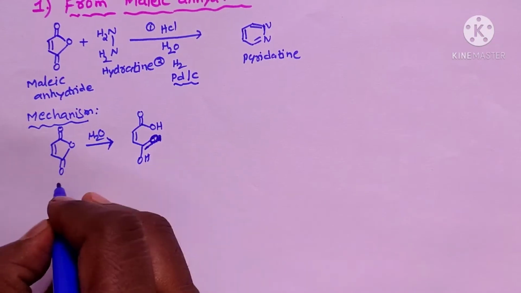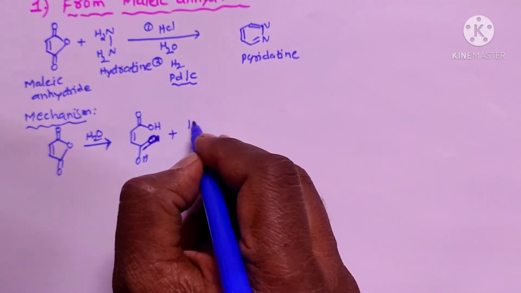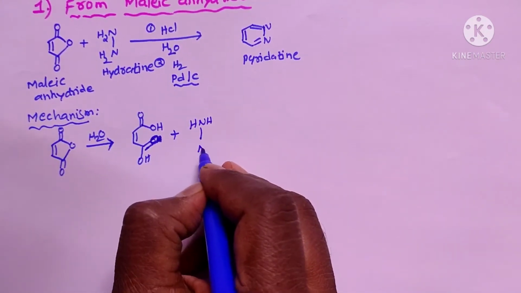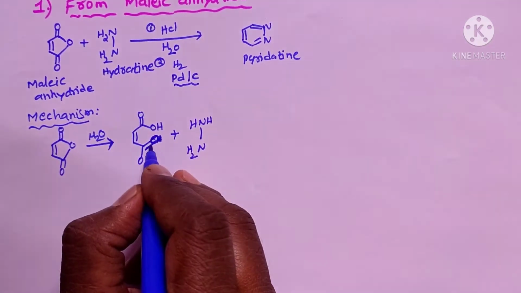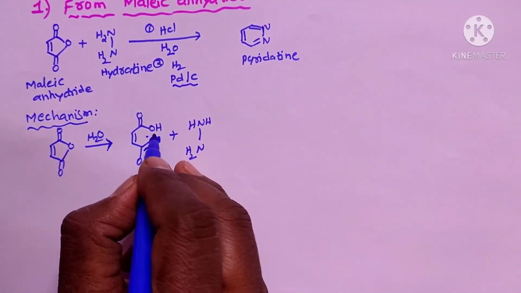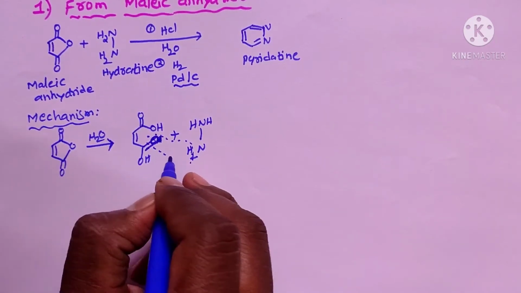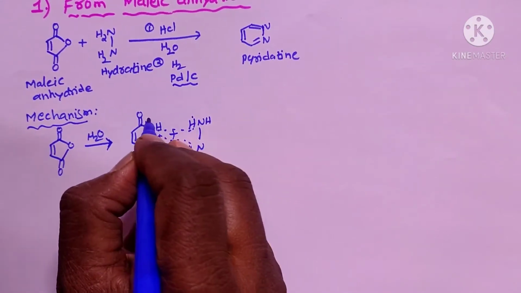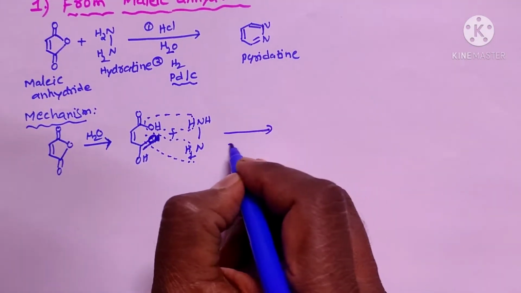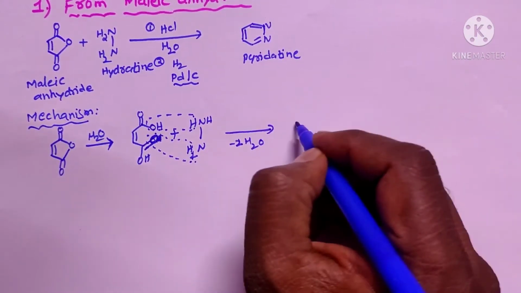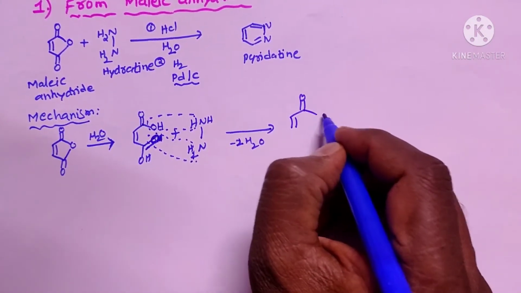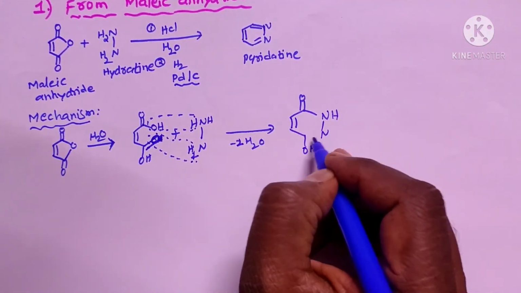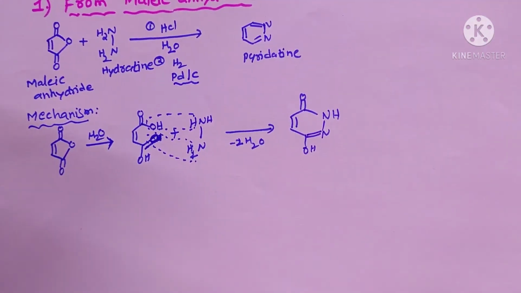This is maleic acid and this is maleic anhydride, and now this maleic acid reacts with hydrazine. Look here, one oxygen from here and 2 hydrogens from here go out in the form of water. And one OH from here and H from here goes outside in the form of water. That means 2 water molecules go outside, and we get a condensed product like this. Look here. This is the condensed product.